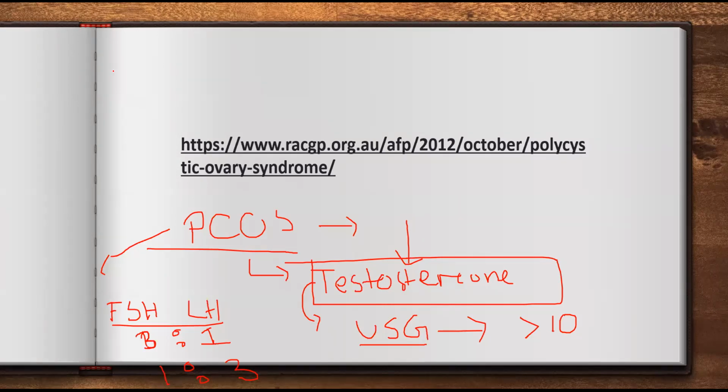So for the first 6 months you do lifestyle modification, and if it did not improve, what do you do? Then you look at what is the most important symptom in this patient. Is this patient overweight? If this patient is overweight, then what would you do? Then you can give metformin to the patient, because metformin will help lose body weight. Let's say this patient's main problem is having acne or hirsutism. What would you do?